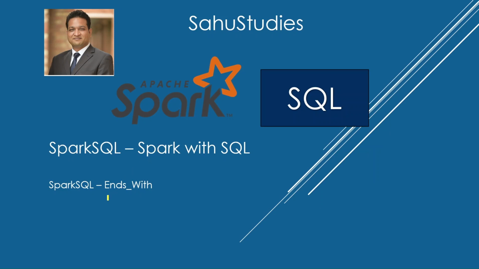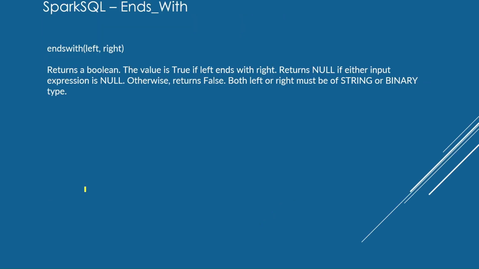In this video, we are going to discuss the ends with function in Spark SQL. So what is the ends with function and why do we use it? Whenever we use the ends with function, it will return a boolean. The value is true if the left ends with the right. Return null if either input expression is null, otherwise return false. Both left and right must be string or binary.